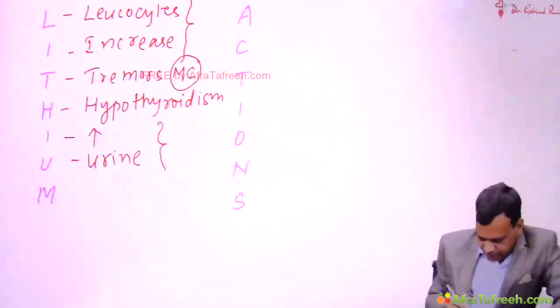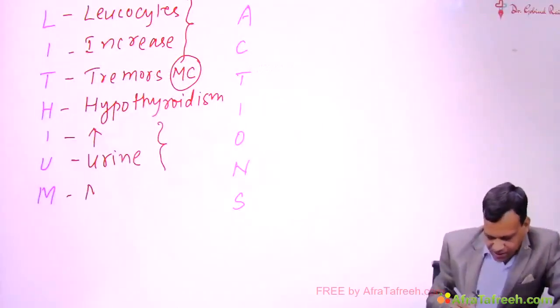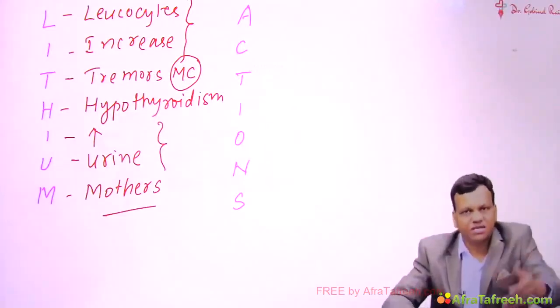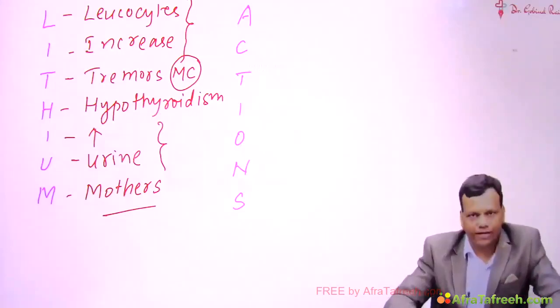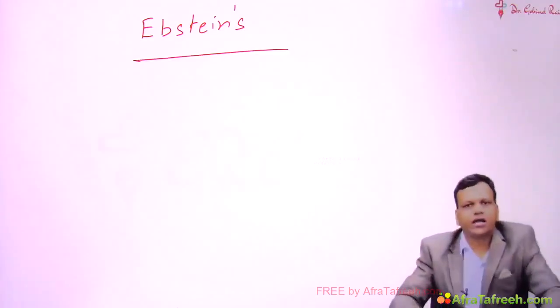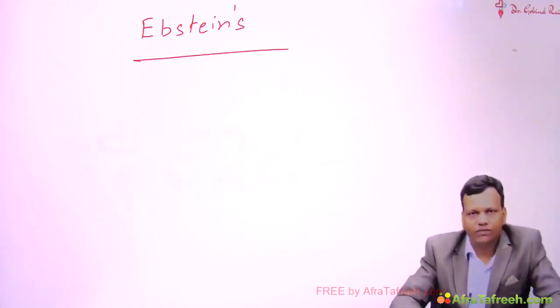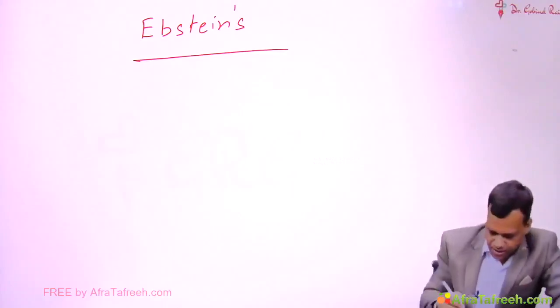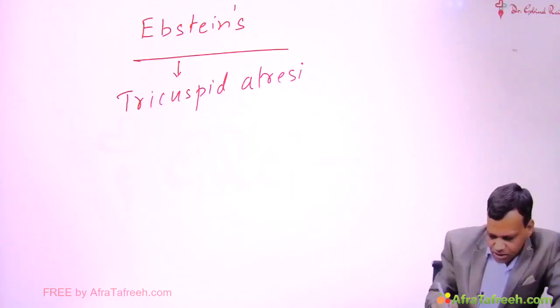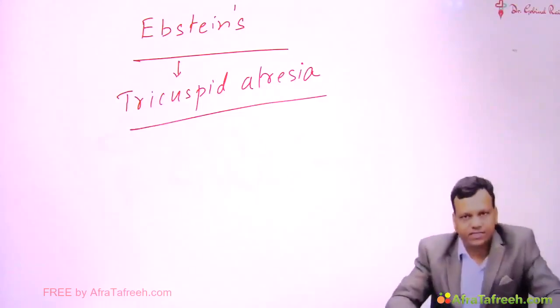Clear? Then lastly, M for mothers. Lithium should be given carefully in expectant mothers, meaning in pregnancy, because it is teratogenic. If lithium is given during pregnancy, particularly the first trimester, the baby will be born with a congenital anomaly called Ebstein's anomaly. And what is Ebstein's anomaly? Yes, it is characterized by congenital tricuspid atresia. So lithium can cause congenital tricuspid atresia.